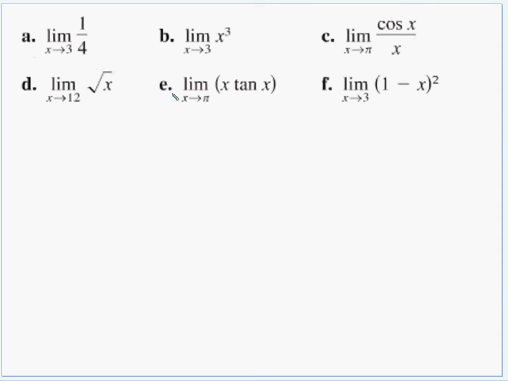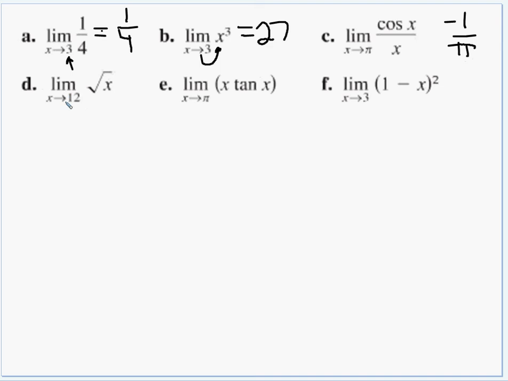All right, letter A, x approaches 3 of 1/4. Remember, our approach number in a setup like this is irrelevant. Our answer is just 1/4. Letter B, approaching 3 of x cubed. Plug the 3 in. 3 to the third, 27. Here, x is approaching pi, so upstairs is going to be cos of pi, that's a -1, divided by x, which turns into a pi, -1 over pi.